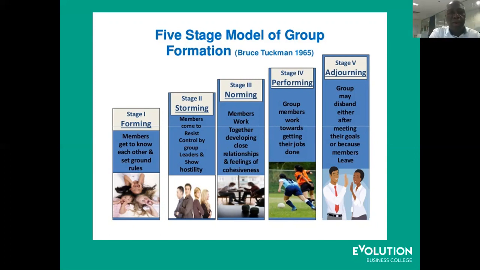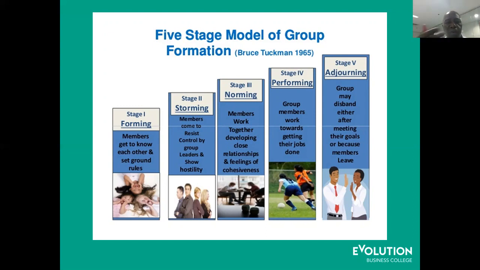Stage 1 of Tuckman's model is members get to know each other. So when a team is formed, people get together. The first thing is, they're all nice to each other. They try and find out what's your name, how do you do, and what are you trying to achieve, and so forth. They set the ground rules, guys. You get in a team, this is how we operate, this is what we do, and everybody says yes, I agree.